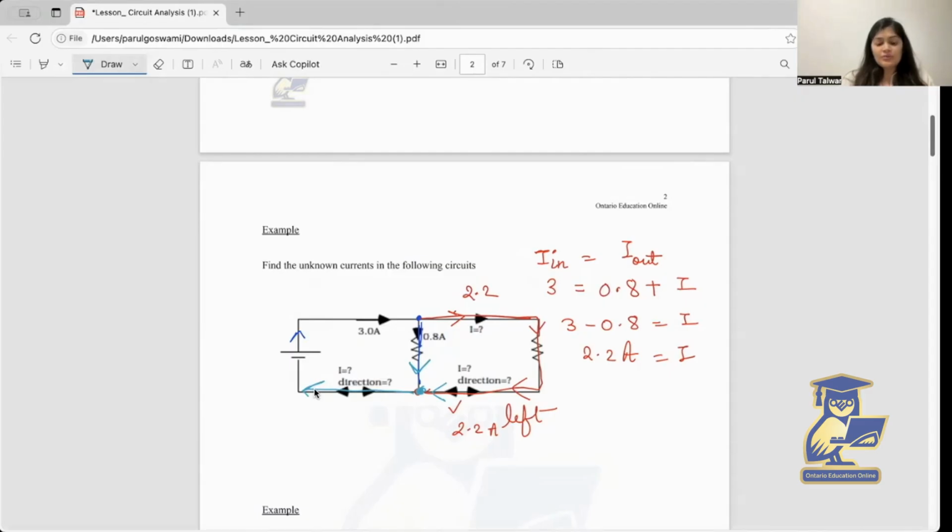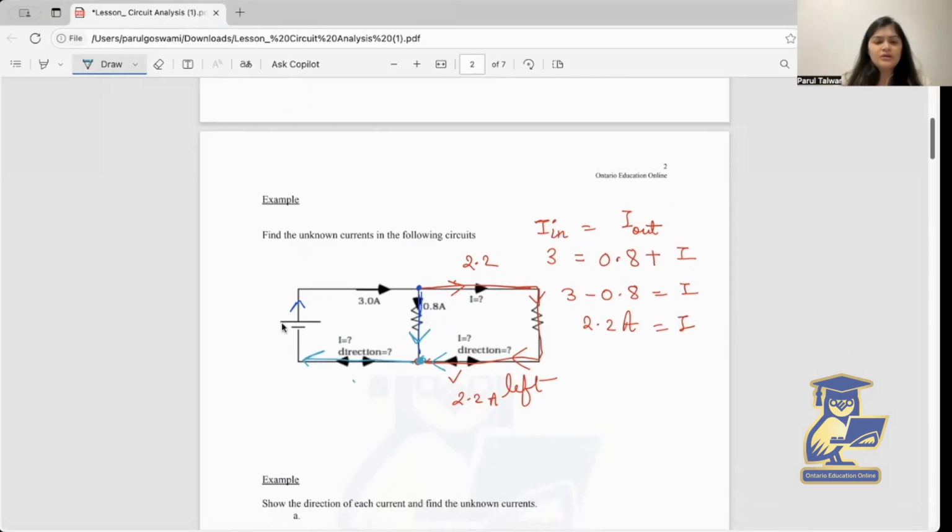So in order to calculate the current that will flow in this section of wire, we have to calculate the total current, which will be the sum of 0.8 and 2.2 ampere. This current would be the sum of these two currents, because this is going to be the incoming current and this will be the outgoing current. So here it will be 0.8 plus 2.2, which will be 3 ampere, because this was the current that left from the battery.